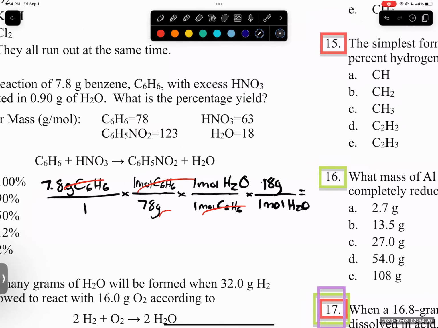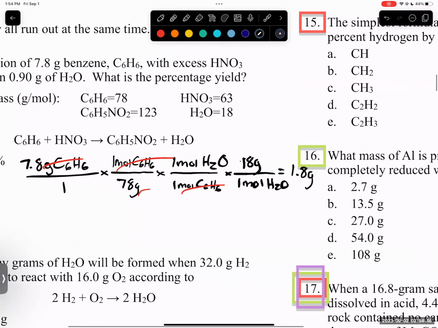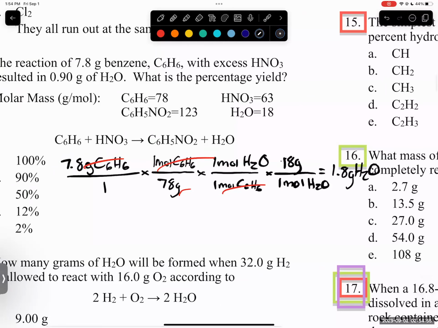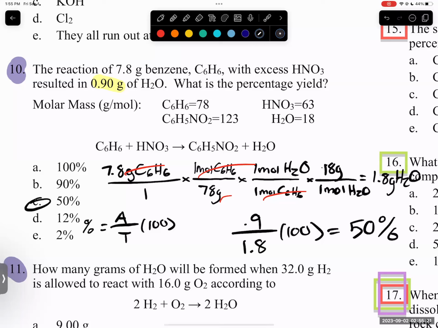What do y'all get when you put it into the calculator? Yep, 1.8 grams of water, H2O. All right, now are we done yet? No, so we're asking for percent yield. We know that equation is actual over theoretical times 100. What we calculated was our theoretical. What we were given in the problem was our actual. So 0.9 divided by 1.8 times 100, 50%. We got a 50% yield.